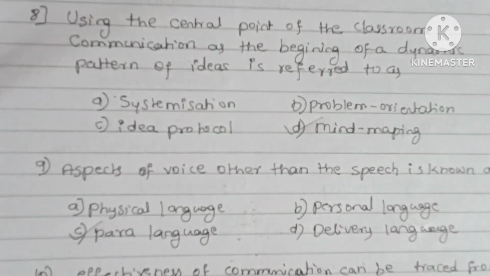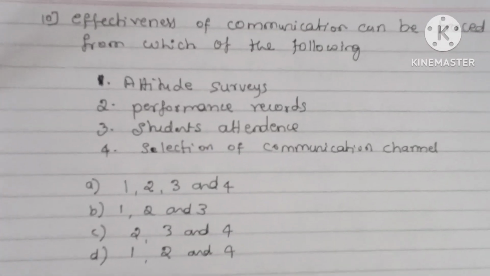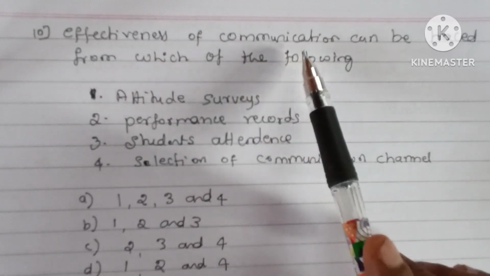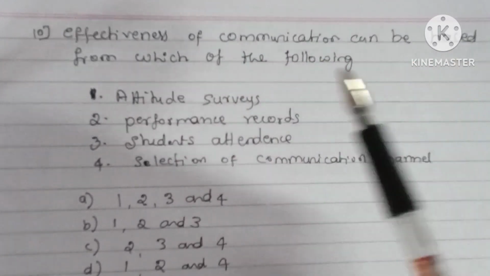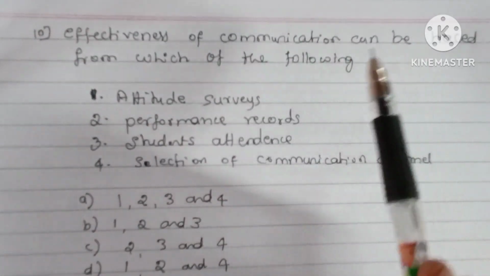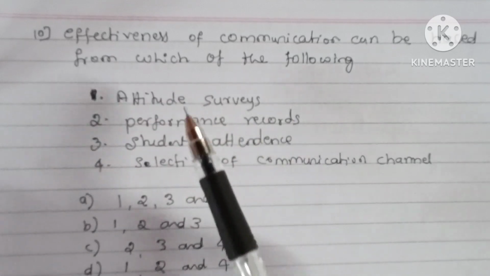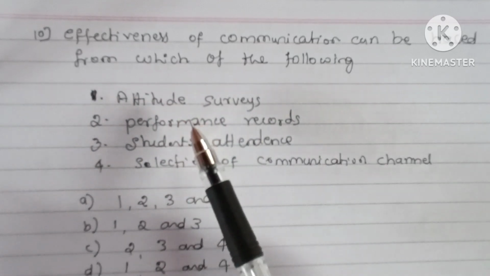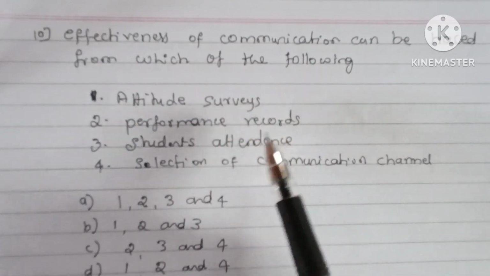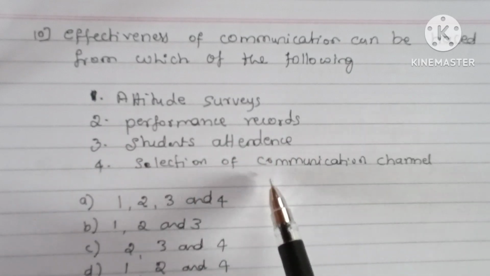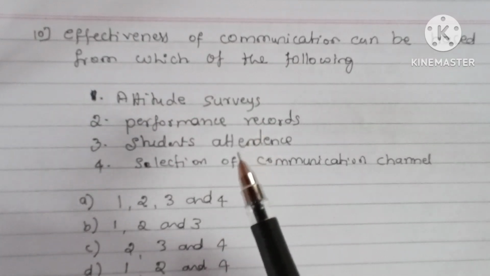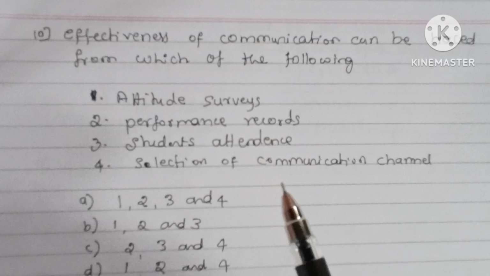Next, come to 10th question. Effectiveness of communication can be traced from which of the following? They have given: attitude survey, performance record, student attendance, selection of communication channel. From these four, which are tracing the effective communications?